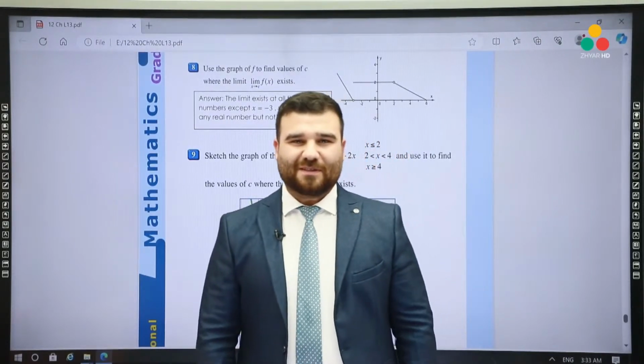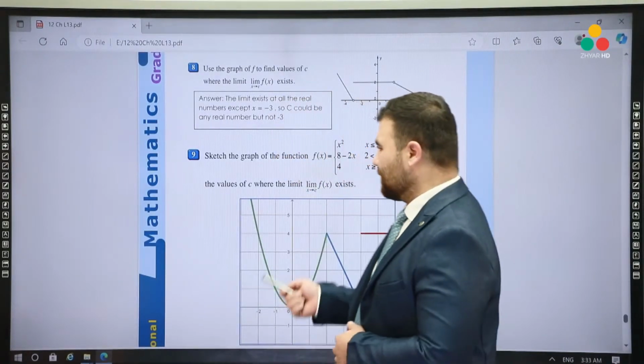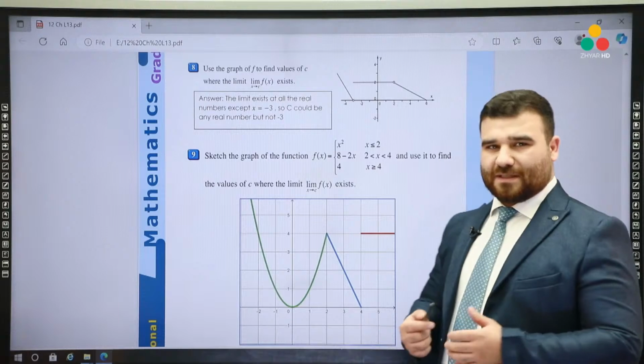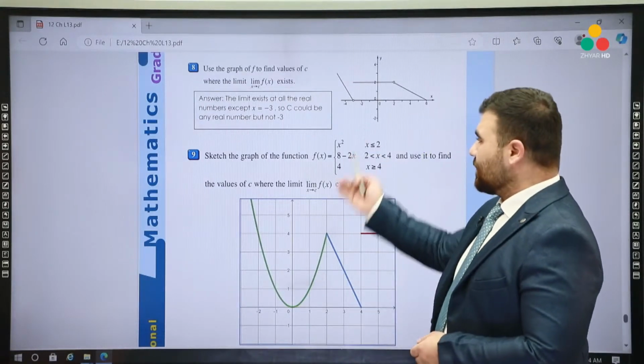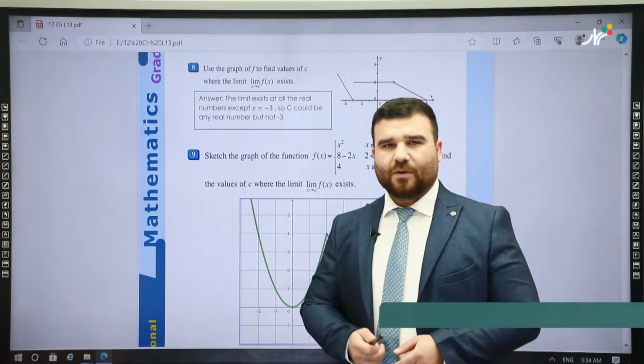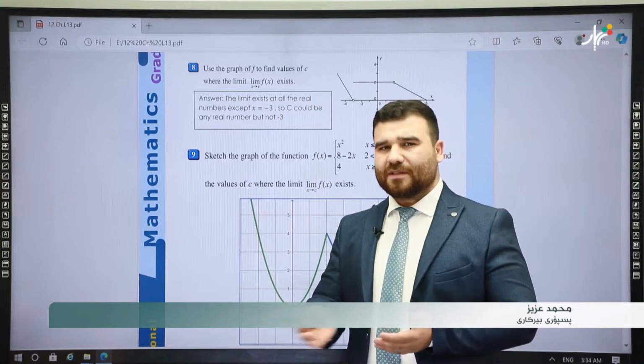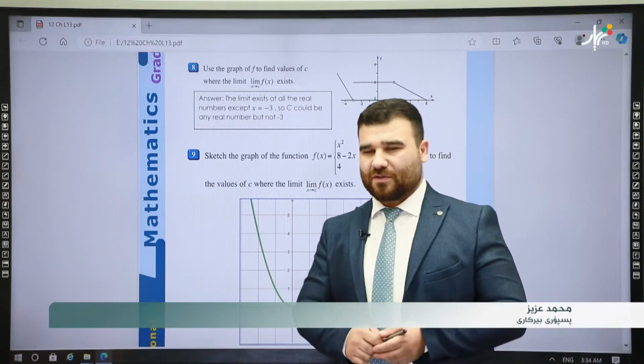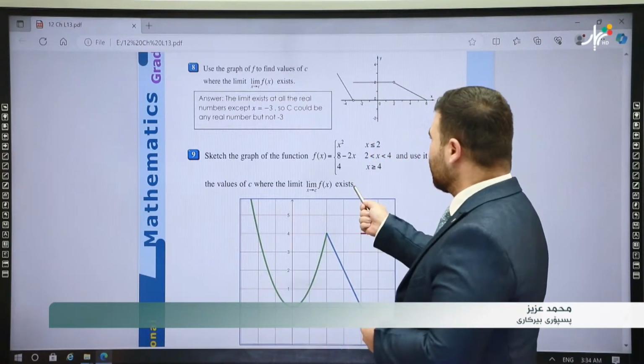Welcome to another lesson. In this lesson we are going to solve some limit questions. As previously we explained about limit, we do some exercises about limit, then we're going to explain calculating and finding limit, then we do some more exercises. Let's begin with this question.